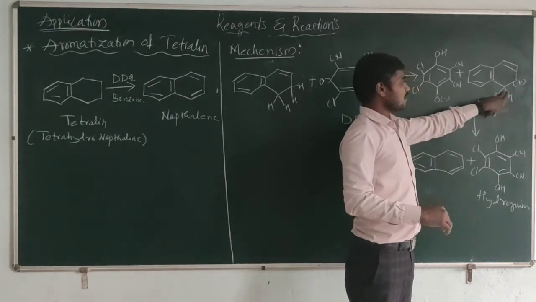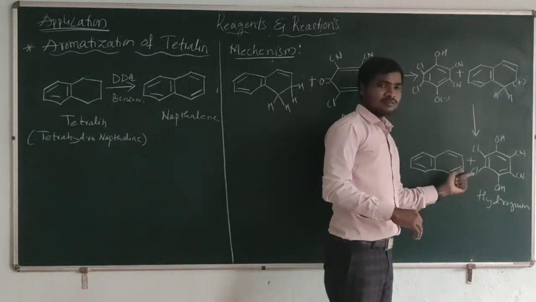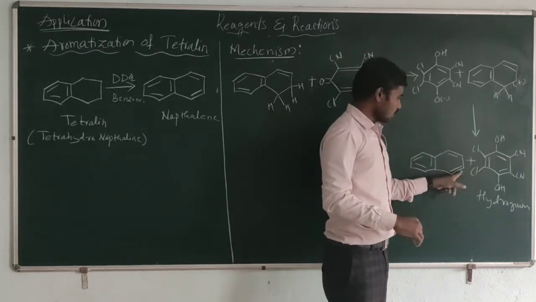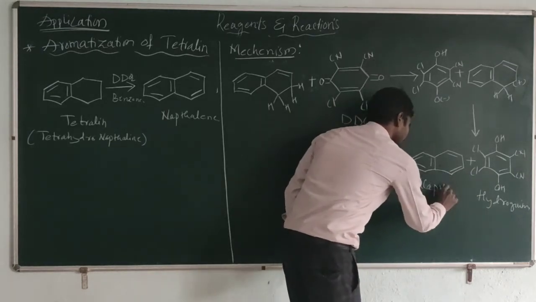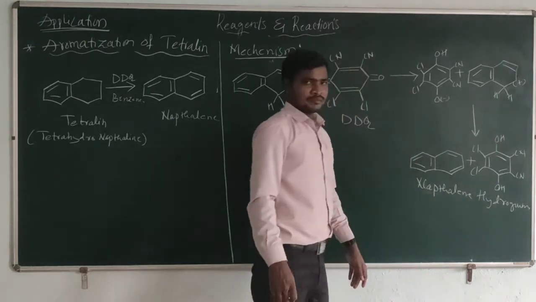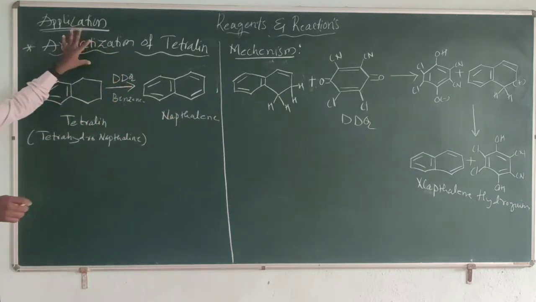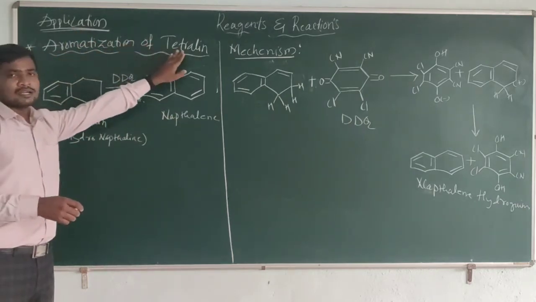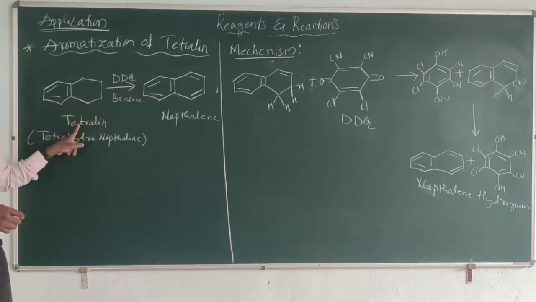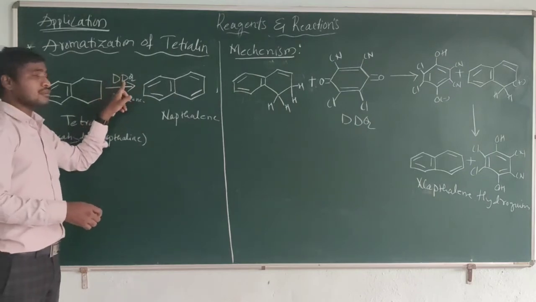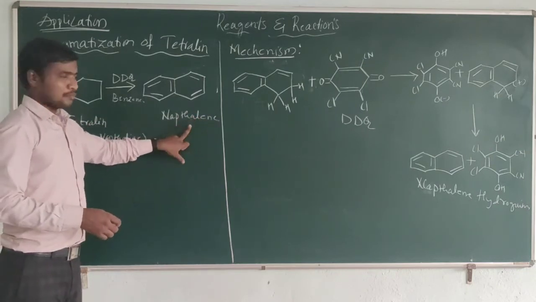This carbon, after sharing its bonding electron with this carbon atom, forms the second double bond between these two carbon atoms. That converts the molecule into the aromatic naphthalene. So this is a process of aromatization. That is the first application of DDQ: the aromatization of tetraline, that is tetrahydronaphthalene. Tetrahydronaphthalene, after refluxing with DDQ in benzene, converts into the aromatic molecule naphthalene.